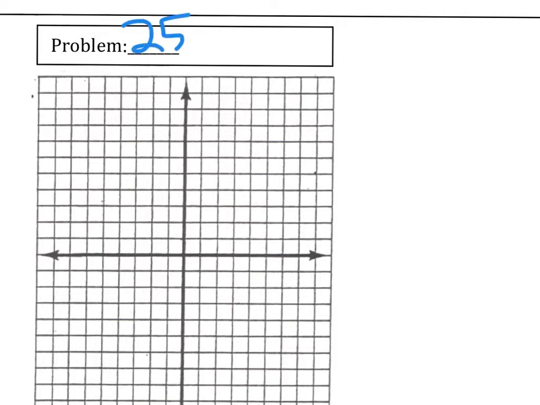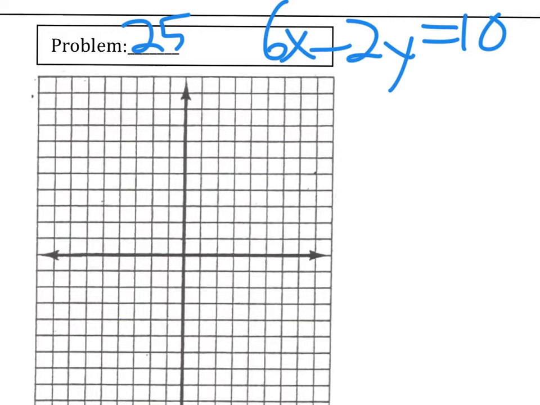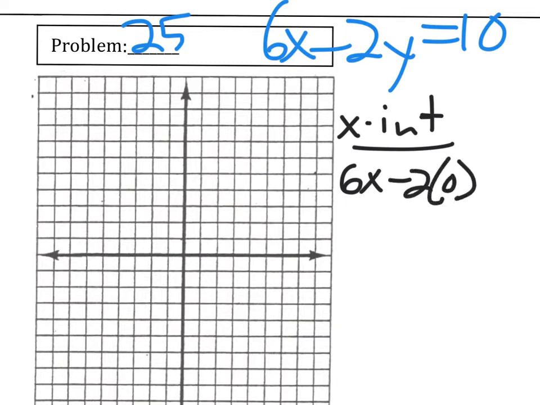25 is talking about 6x minus 2y equal to 10. I'm all about those intercepts on this one. It's in standard form. Standard form is all about getting those intercepts. So that means to find the x-intercept, I'm going to plug in 0 for y. Negative 2 times 0 is 0, so that's basically gone.